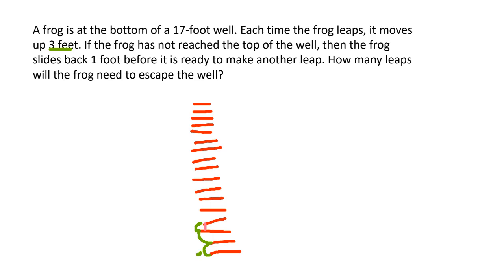So then it jumps again, 1, 2, 3. We're not at the top yet, so then the frog has to come back down. And then we jump again, 1, 2, 3. The frog is still not at the top, so it falls down 1. And then we go again, 1, 2, 3. The frog is not quite there, so it comes back down. 1, 2, 3. It's still not there, so it's going to come back down. So then we go 1, 2, 3.